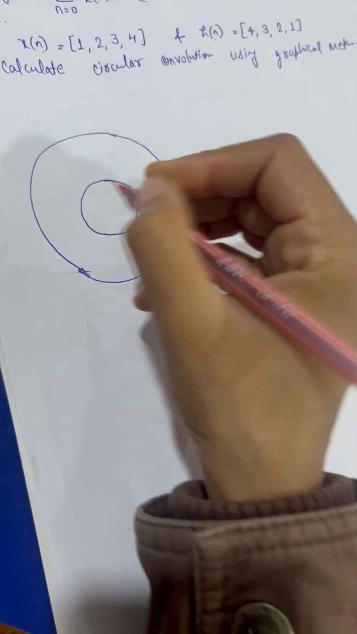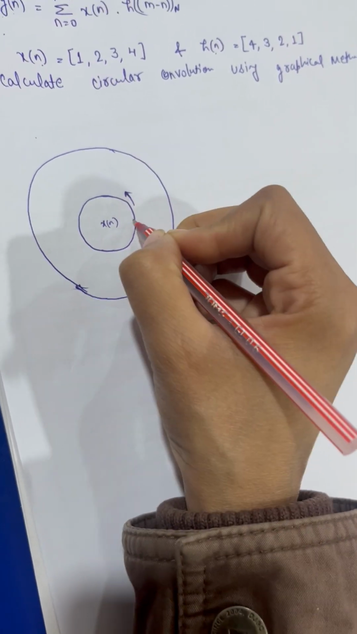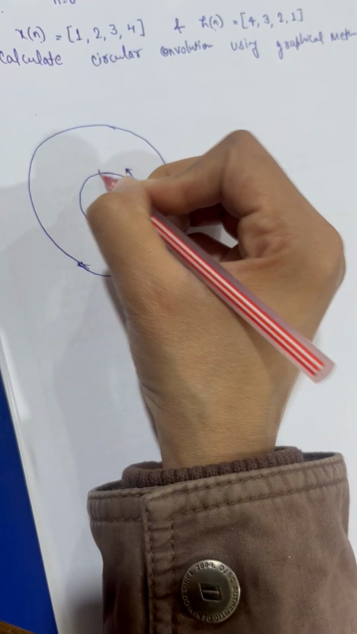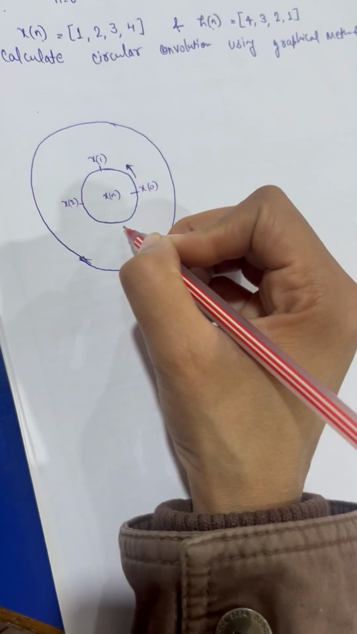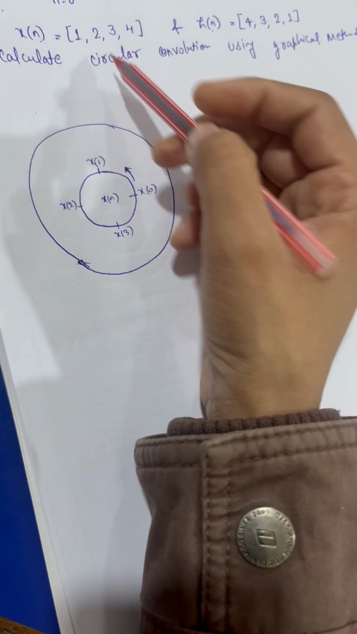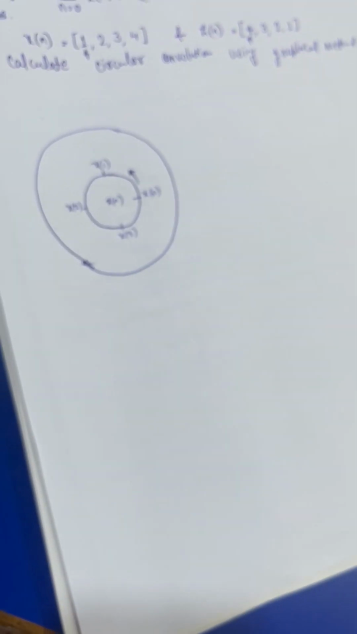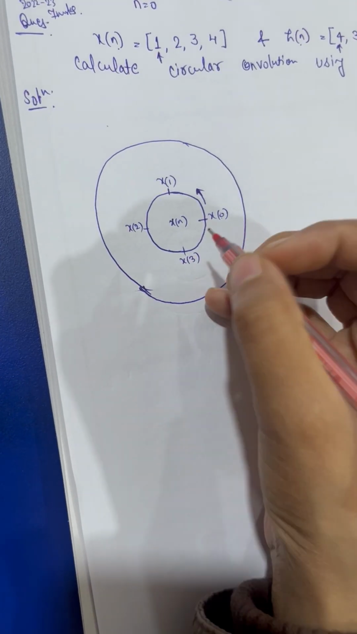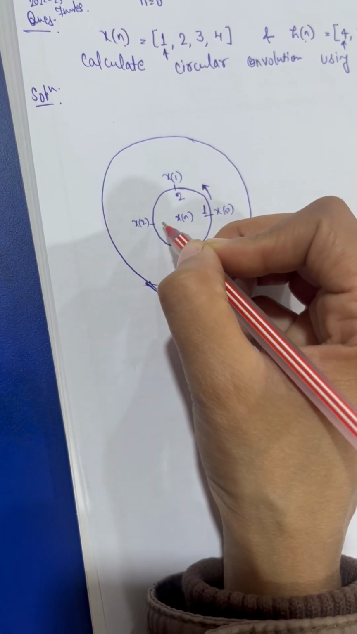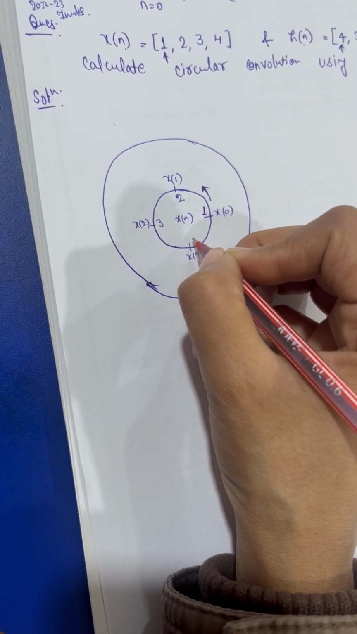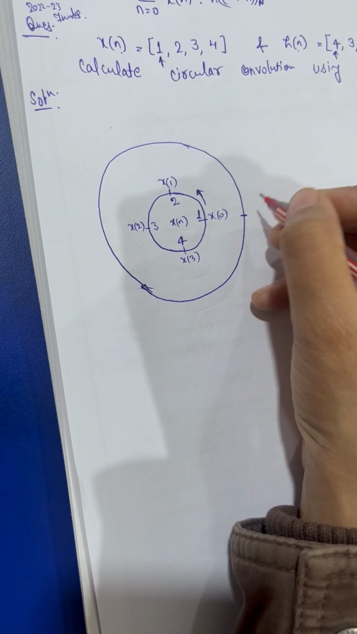The inner circle represents the first sequence, that is x(n), and we put the values in anti-clockwise direction: x0, x1, x2 and x3. This arrow represents the first value, x0. The value of x0 is 1, x1 is 2, x2 is 3 and x3 is 4.